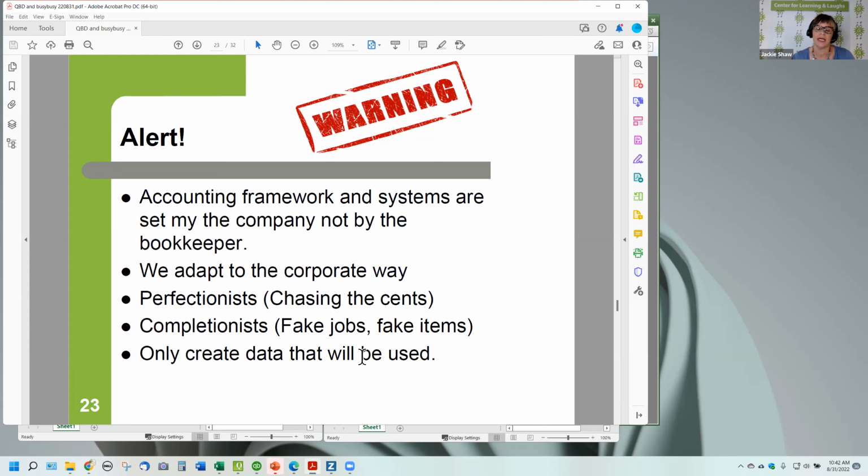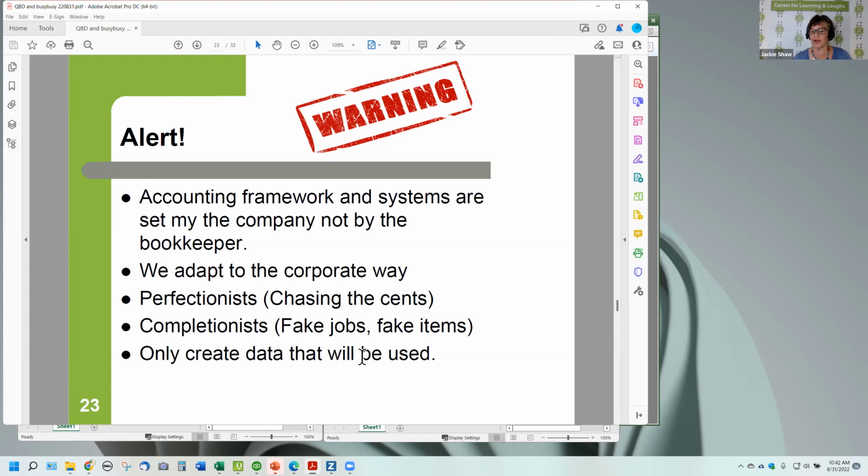Big alert here, bookkeepers have to do your bookkeeping the corporate way. A new bookkeeper should not suddenly be adding chart of accounts and changing the way you do things. There should be conversations around it. Bookkeepers, we have to adapt to the corporate way, even if it's not the way you've done it before, because as we all know, there's tons of different ways of doing bookkeeping, right? Have to watch out for perfectionists. Those are the bookkeeper types that chase cents, and also completionists.